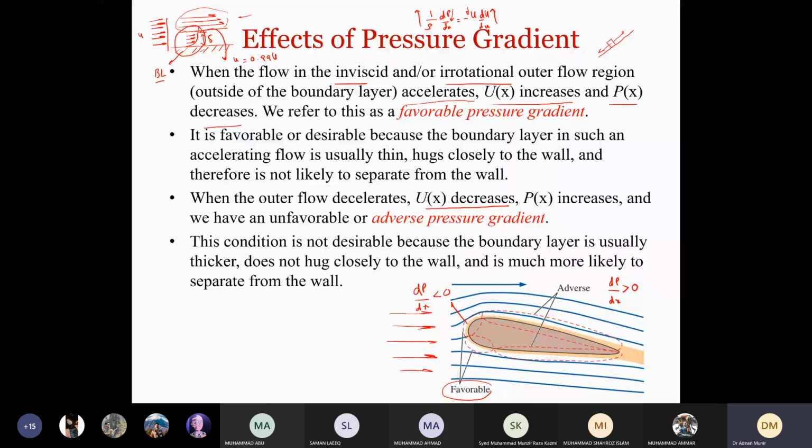And how does this dp/dx increase in this case? When we increase the angle of attack, this alpha, in that case we have flow separation over here. So when we have flow separation here, it is because this dp/dx has increased considerably and we have backflow in that case. Okay, so we'll discuss that.